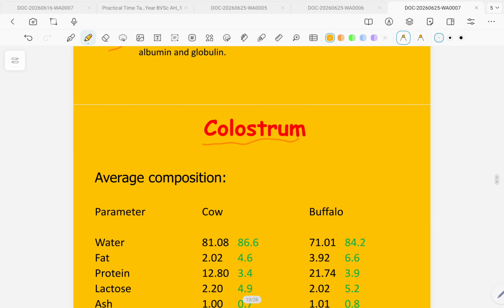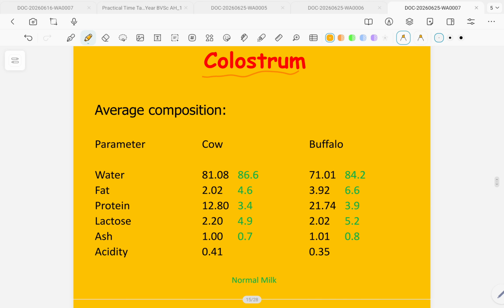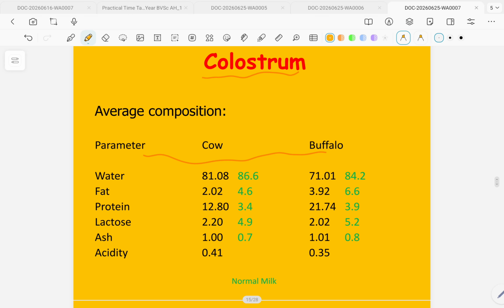Average composition: parameters for cow and buffalo: water, fat, protein, lactose, ash, acidity.